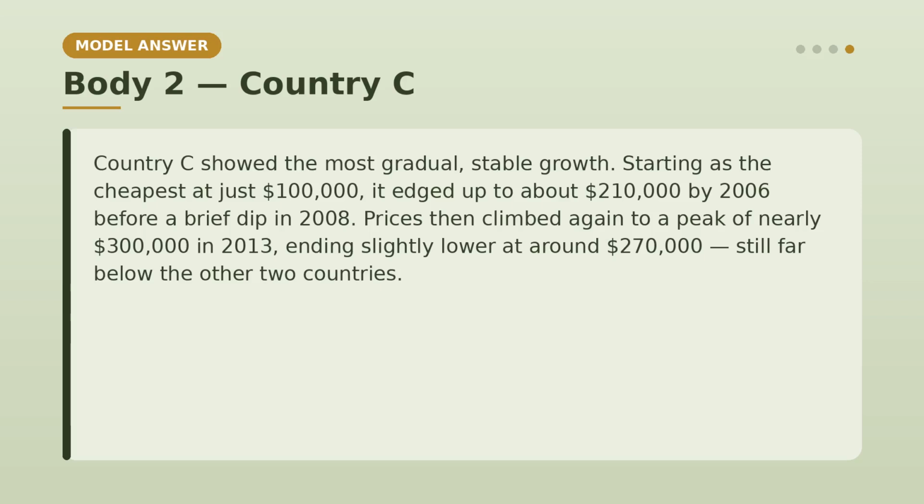Body paragraph 2. Describe Country C. Country C showed the most gradual, stable growth. Starting as the cheapest at just $100,000, it edged up to about $210,000 by 2006 before a brief dip in 2008. Prices then climbed again to a peak of nearly $300,000 in 2013, ending slightly lower at around $270,000, still far below the other 2 countries.